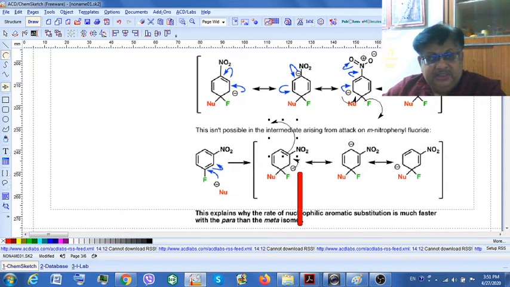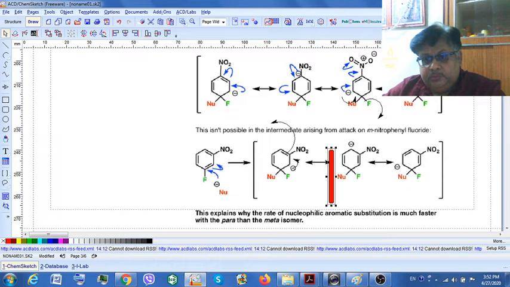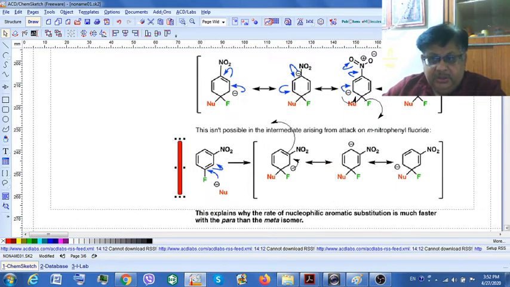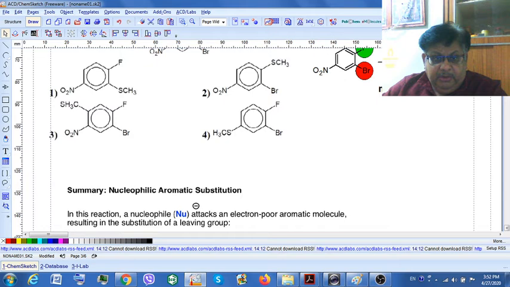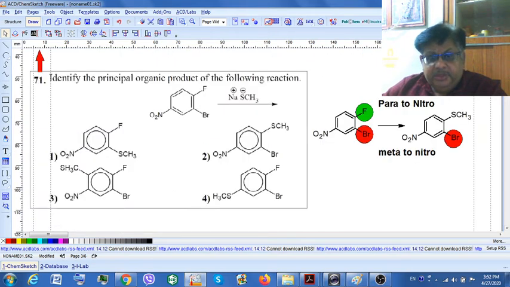You will notice that the negative charge so formed, I repeat, the negative charge so formed over here is not stabilized by NO2. That is why if you have NO2 at meta position to the leaving group, the halo group, nucleophilic aromatic substitution does not take place. So in the above question here, please note fluorine is replaced, bromine is not replaced.